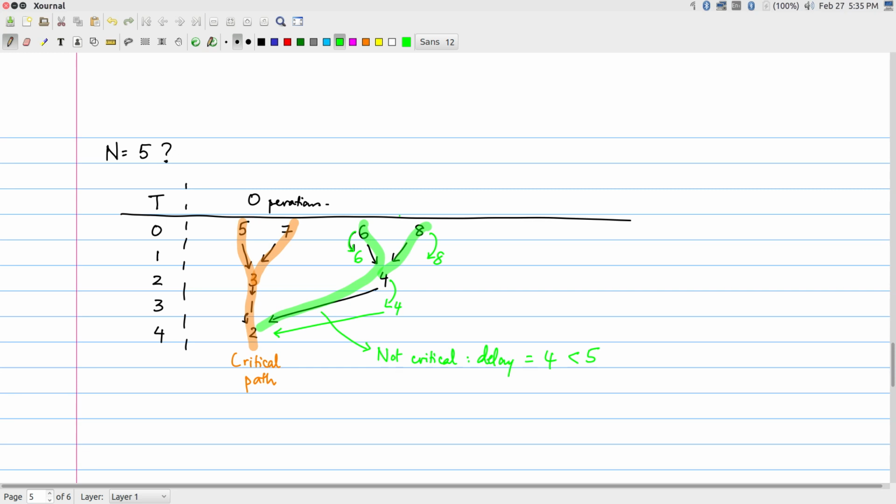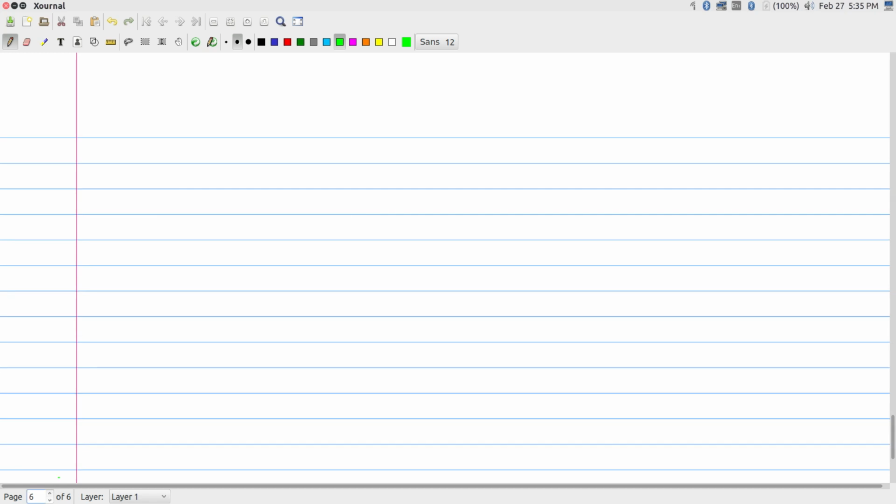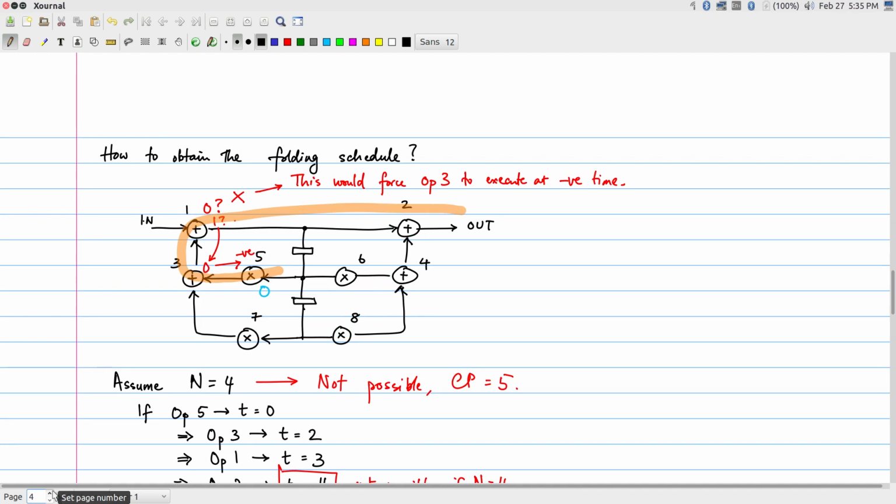Okay, what I have drawn there has a specific name. It is something called the ASAP schedule. What does ASAP stand for? As soon as possible. Okay. So the ASAP schedule for this filter structure that we have over here essentially corresponds to, what's the simplest way to obtain it?